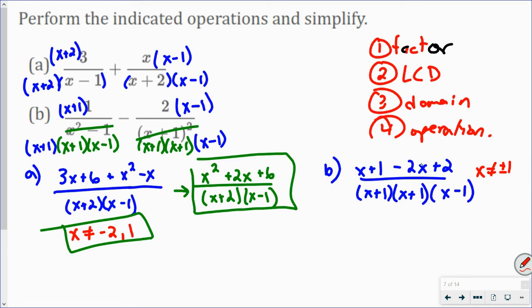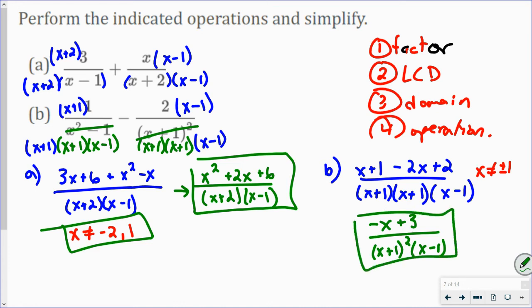Okay, see if we can combine like terms in the top. So you get negative x plus 3 over x plus 1 squared, x minus 1. Nothing I can factor out there. So we're going to leave it like that with our domain restrictions.